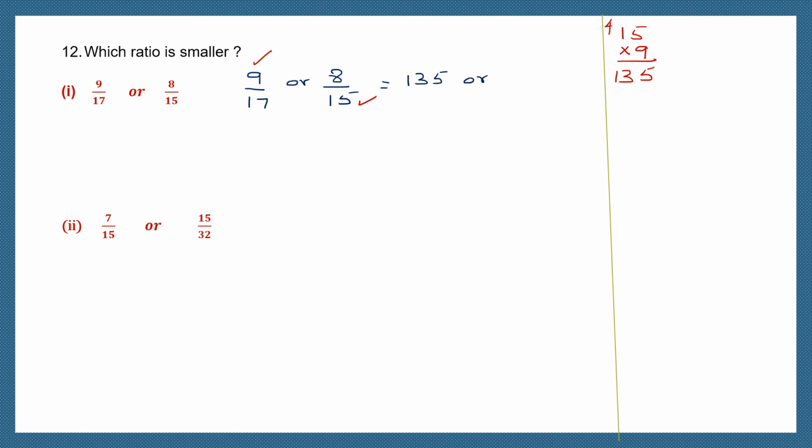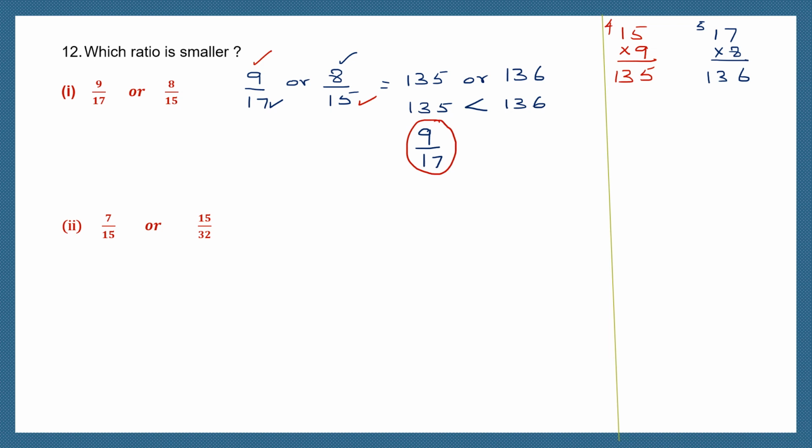135 is the smaller, or the next one, which is 8 into 17. So let's multiply that. 17 into 8. 8 sevens are 56, carry 5. 8 ones are 8, 9, 10, 11, 12, 13. So we've got 136. So which is the smaller one? As you can see, it is 135. So 135 is smaller than 136. So in the ratio 9 is to 17, or 9 by 17 is the smaller one. So this is my answer, 9 by 17.